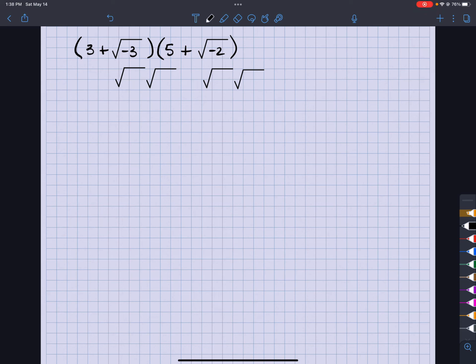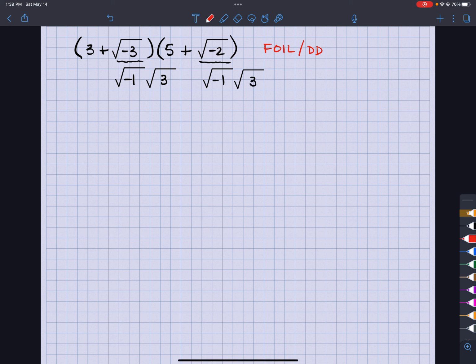All right, so here we're looking at the product of two binomials, but then there's more to that. If we have a product of two binomials, I know I'm going to eventually have to either FOIL or double distribute. However, within each parentheses, I have a square root of a negative number. So I want to make sure that I split those up. For example, the square root of negative 3, I want to split up into square root of negative 1 and square root of 3. And for the square root of negative 2, I want to split it up into square root of negative 1 and square root of 2.